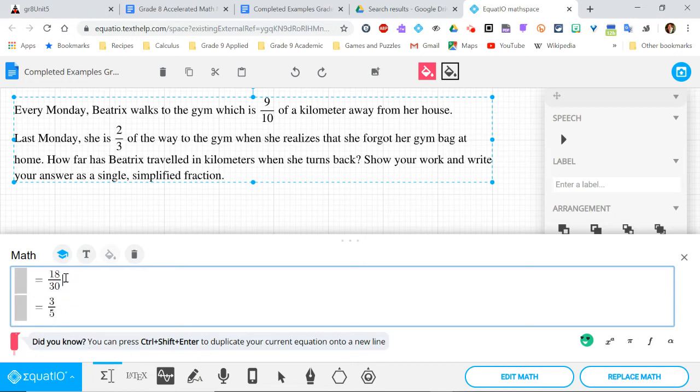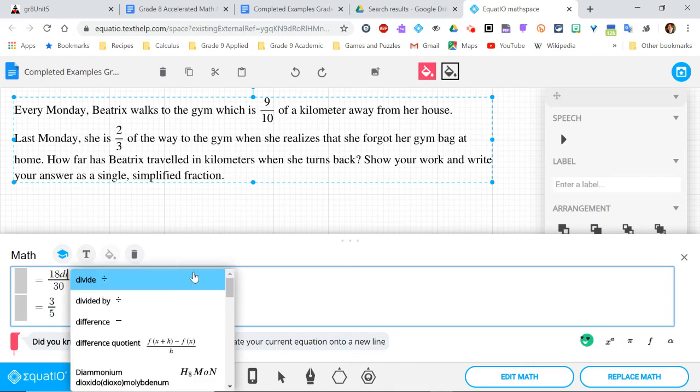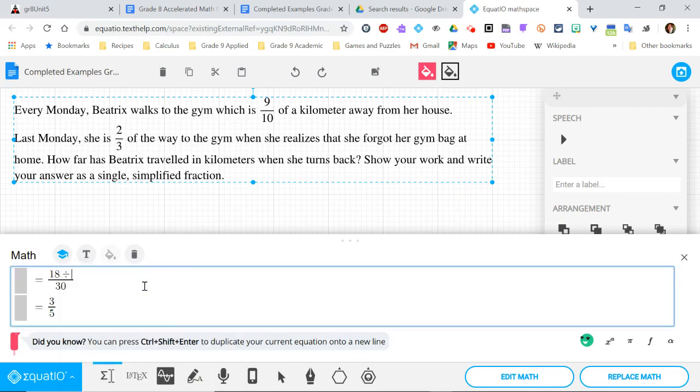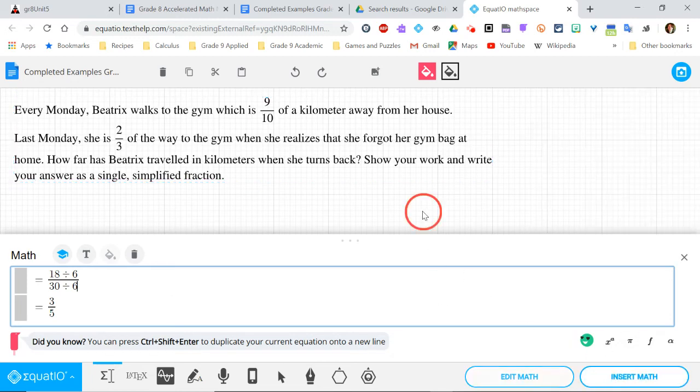Now, if you wanted to, you could go back up here next to that 18 and start typing divide, if you want to show the step to kind of generate where that's coming from. You don't have to do this, but I'm trying to show as much of my thinking as I can. So that's how I'm getting that 3 over 5 value.